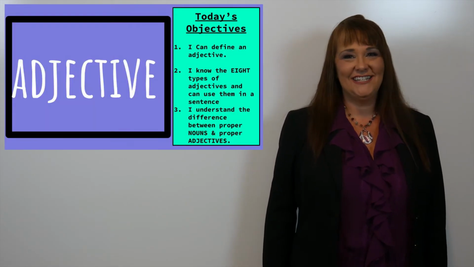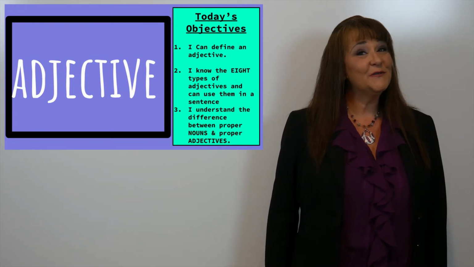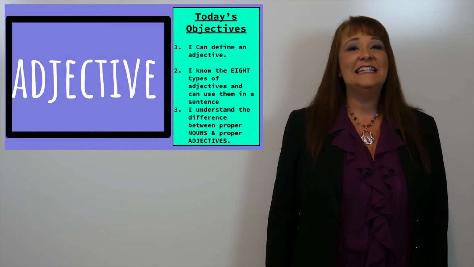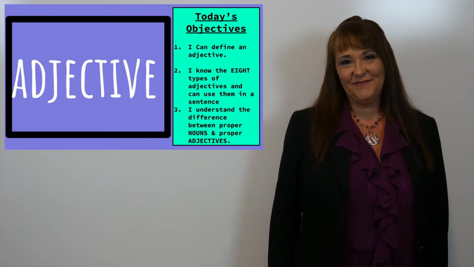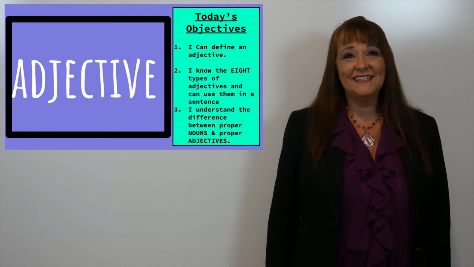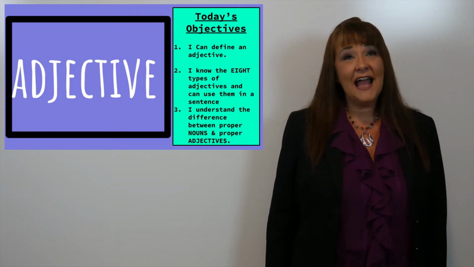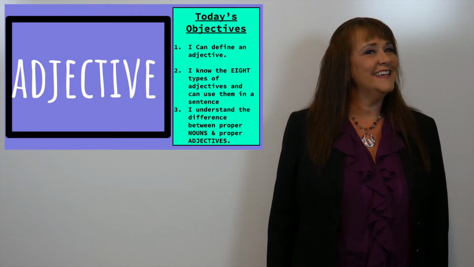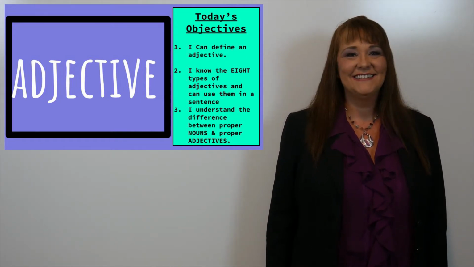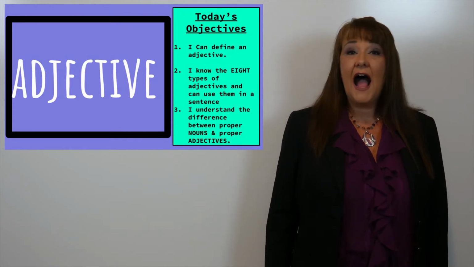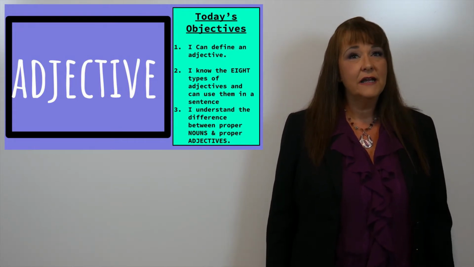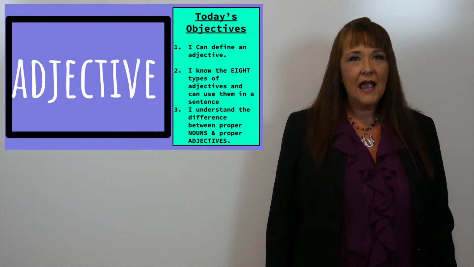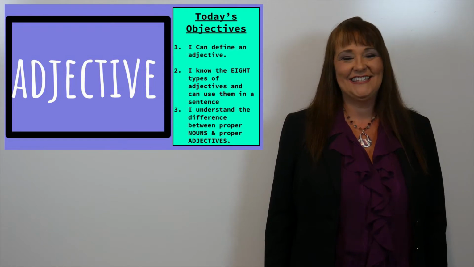The next part of speech we will review are adjectives. Our learning objectives for today say, I can define an adjective. The second objective says, I know the 8 types of adjectives and can use them in a sentence. The last objective says, I understand the difference between proper nouns and proper adjectives. Let's go ahead and begin looking at these objectives in detail.